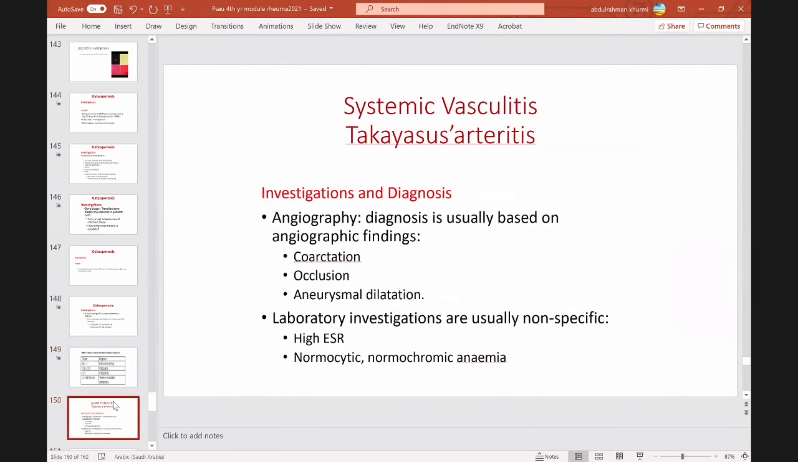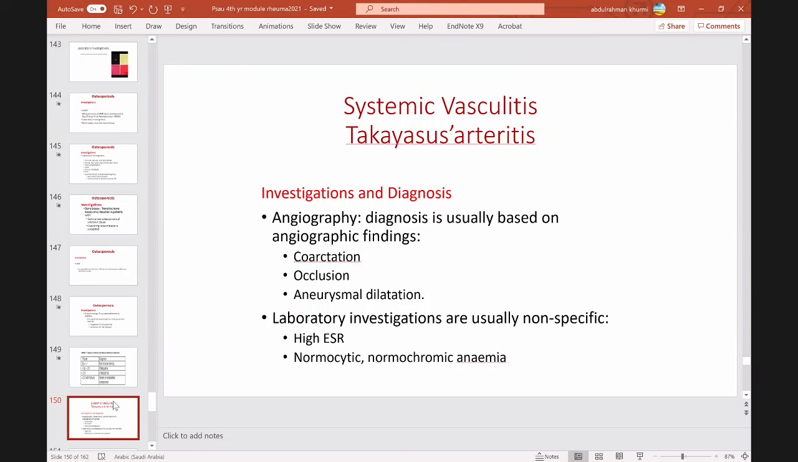Other systemic vasculitis, like Takayasu arteritis. We spoke already about GCA, or giant cell arteritis, which is affecting the temporal artery. Takayasu is affecting also large vessels. Some people say it is a spectrum of GCA, but it affects younger people and it affects mainly subclavian arteries.